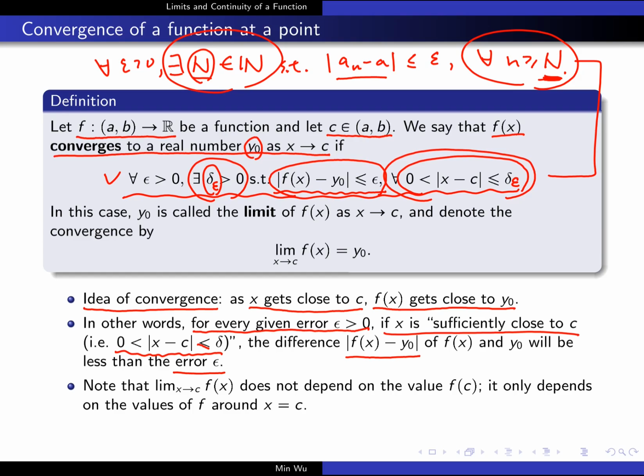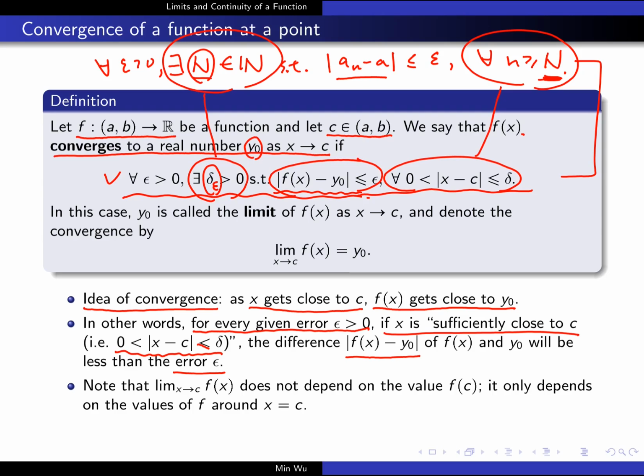Because I made many circles, this becomes kind of a mess, so let's erase this. Right, so this is the case, and this is the place, and this corresponds to this, and this corresponds to this.